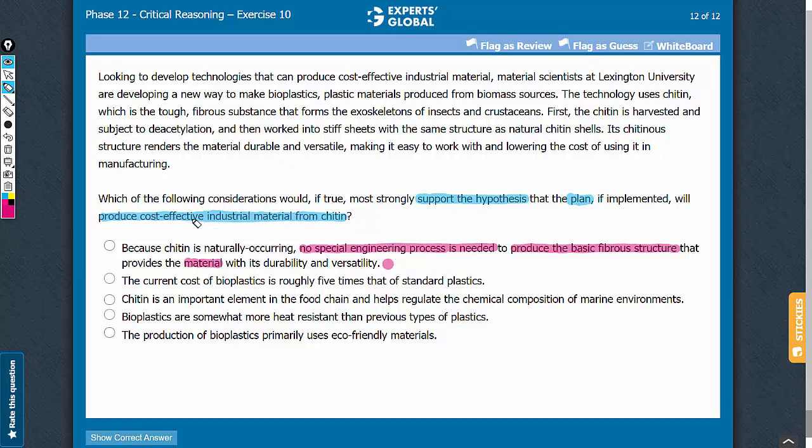Please note that the argument does not talk about any type of costs, whereas the cost effectiveness is included in the implicit conclusion. So the correct answer choice has to do something with the cost factor. Let's move on to the other answer choices.